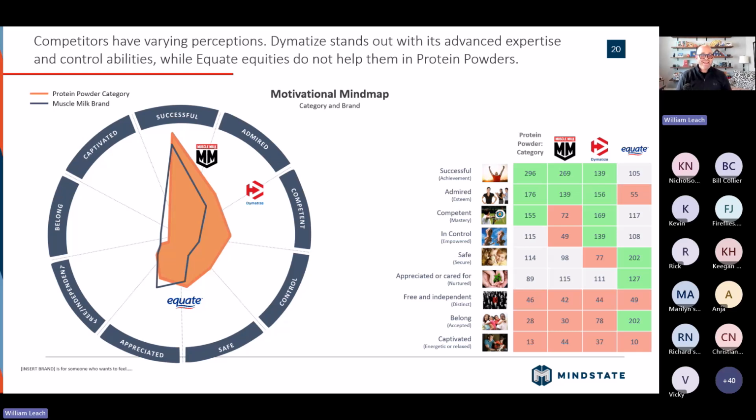And then you look at Equate, and poor Equate, right? So Equate, it's interesting.